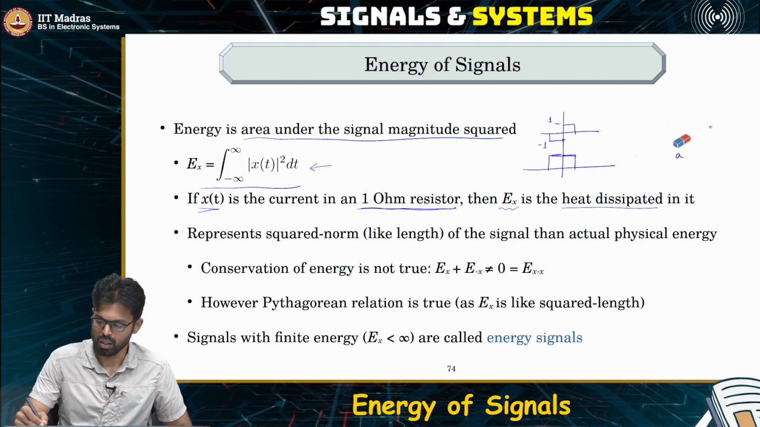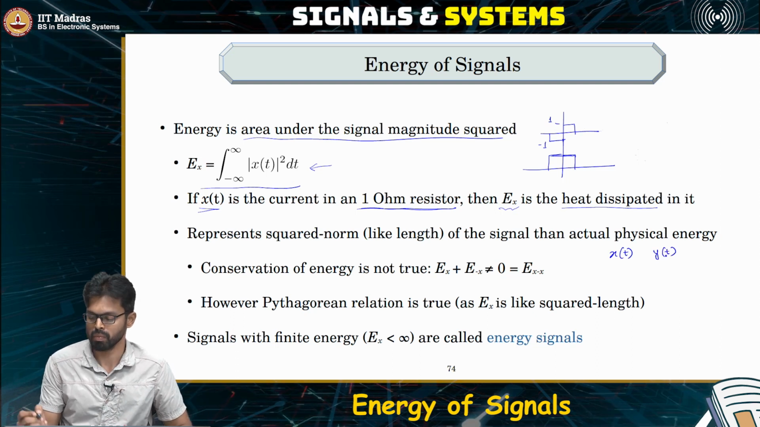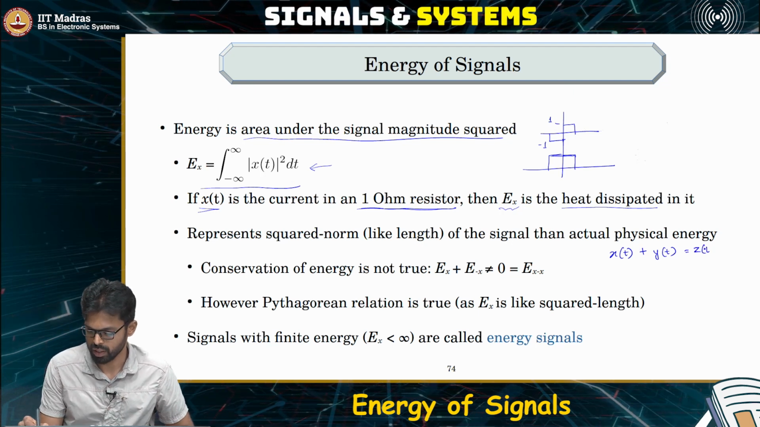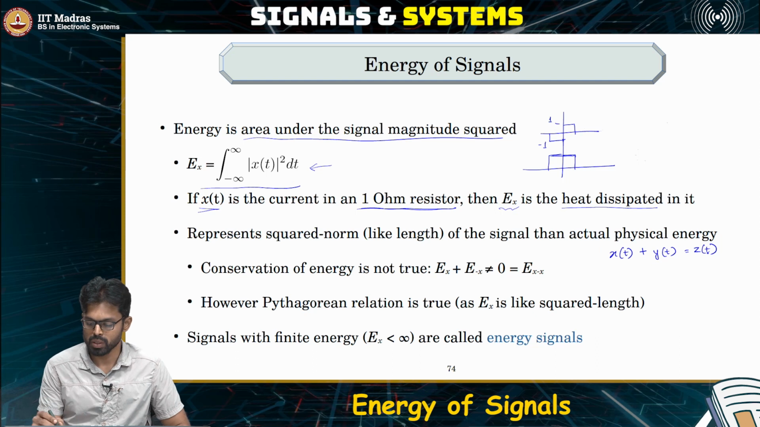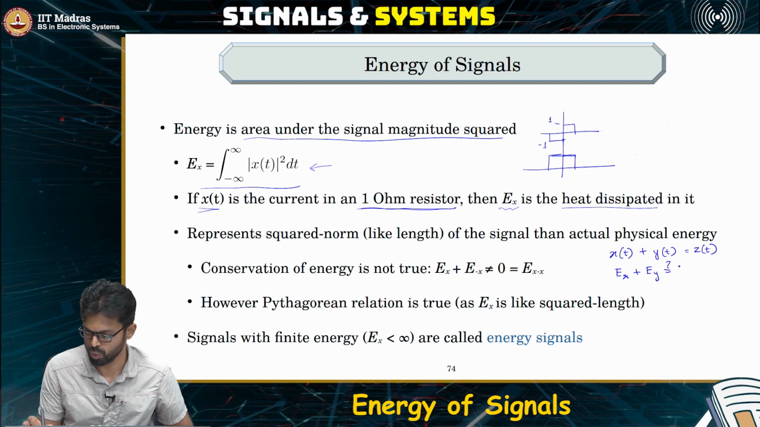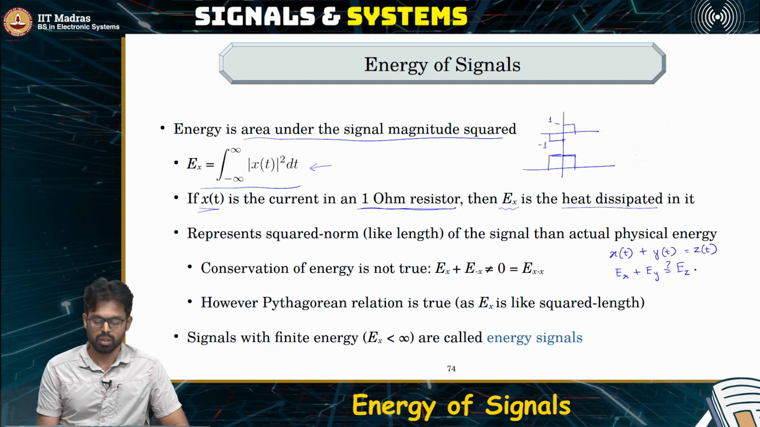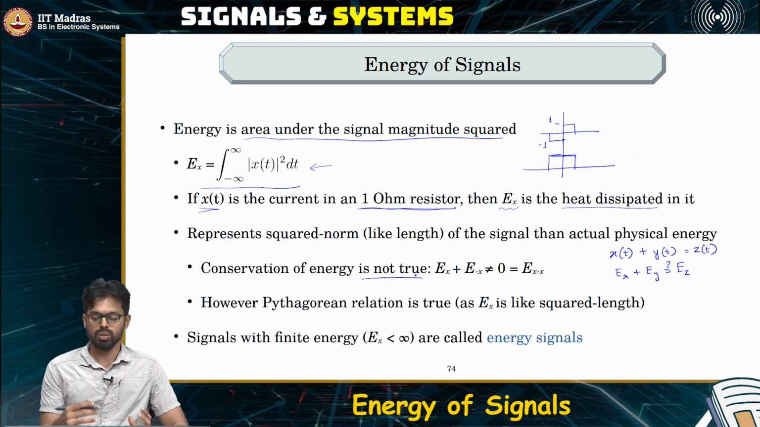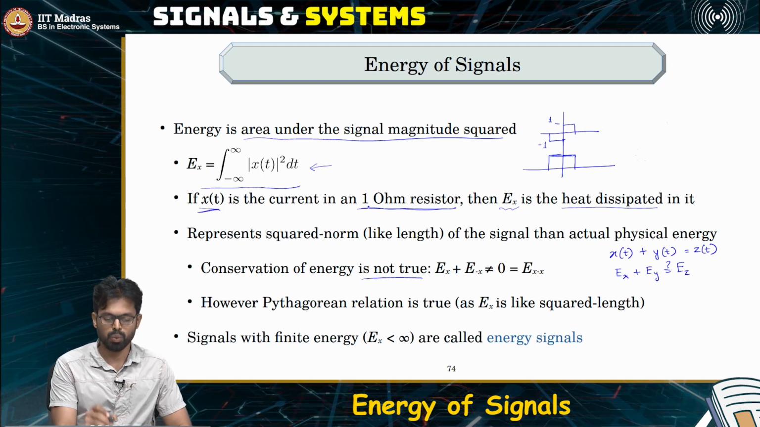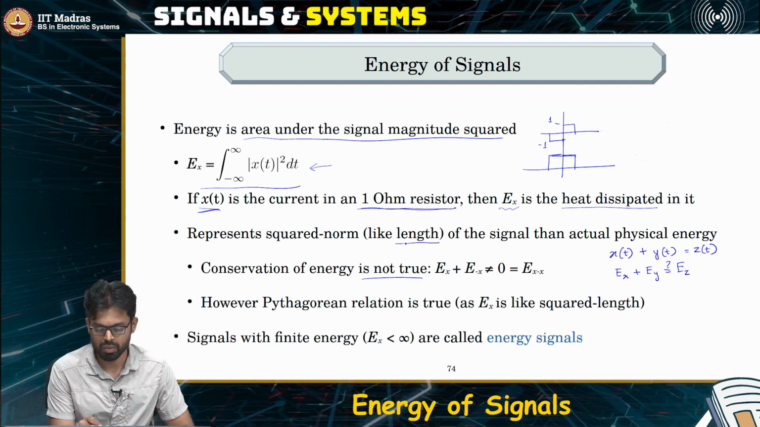In other words, if I have two signals x of t and y of t, and we add these two signals, does that mean the energy of their addition is equal to the sum of the individual energies? Is this true? That is what we are trying to answer, and that is not true. There is no conservation of energy because this is not the actual energy. Remember, the interpretation is only for current and a 1 ohm resistor. In all other scenarios, it is not the interpretation. The more sensible interpretation is to think of this as length.